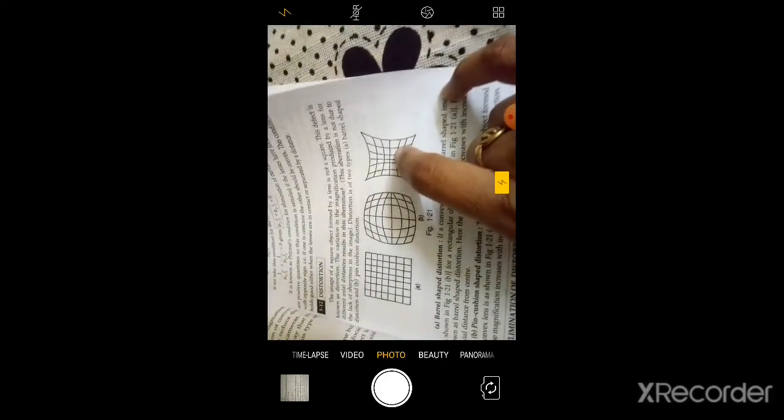This is also an aberration, distortion aberration, that is, the image is not exactly like the object. The image may be like this or maybe like this. If the image is like this, not like the object, this type of distortion is barrel shaped distortion. If the image is like this, then it is known as pin cushion shaped distortion. This type of distortion can be eliminated by using thin lenses.